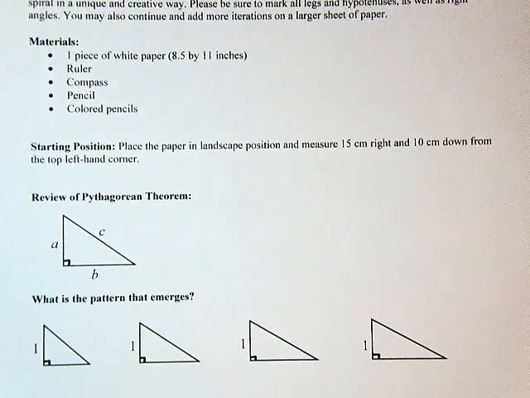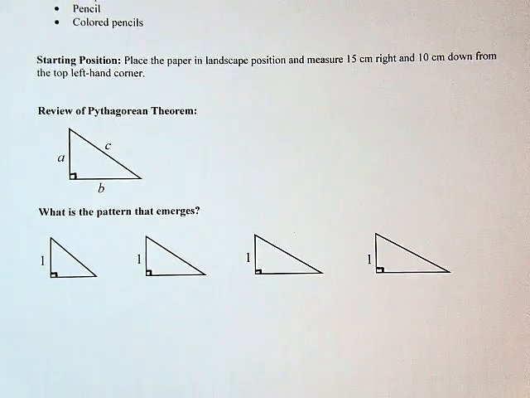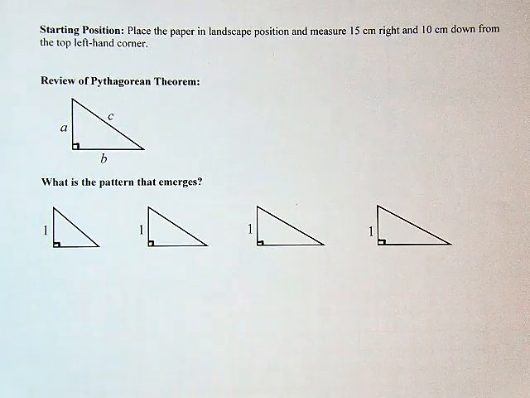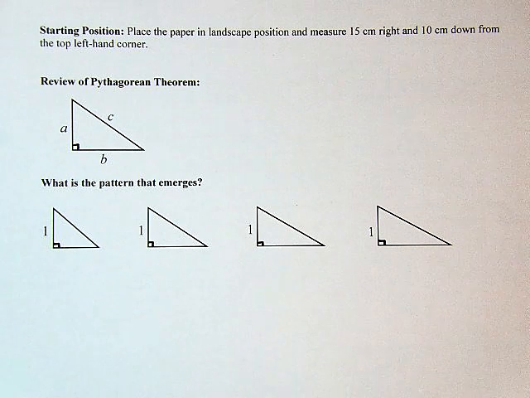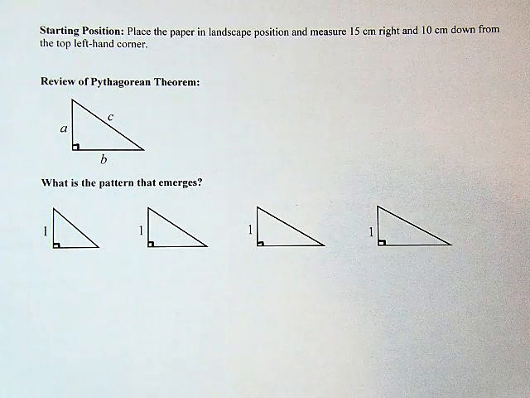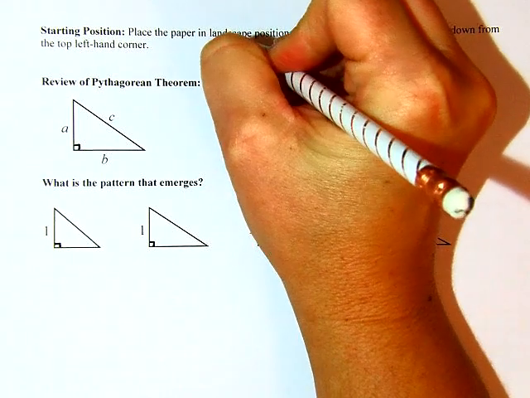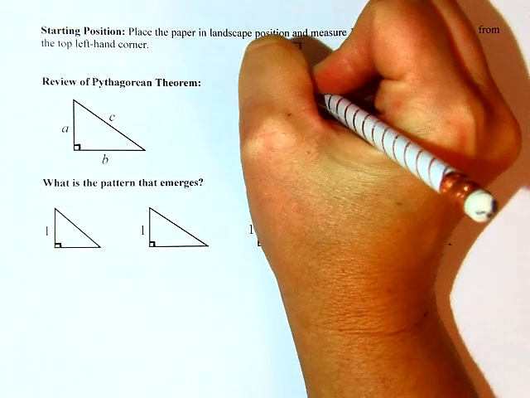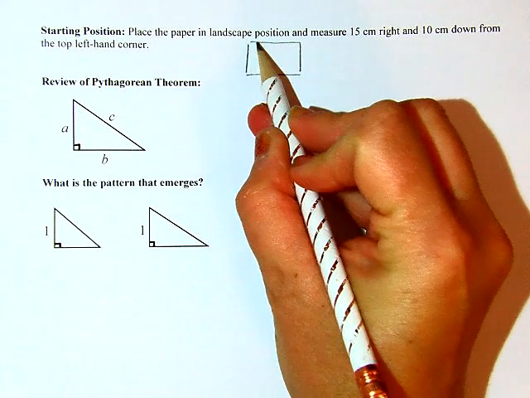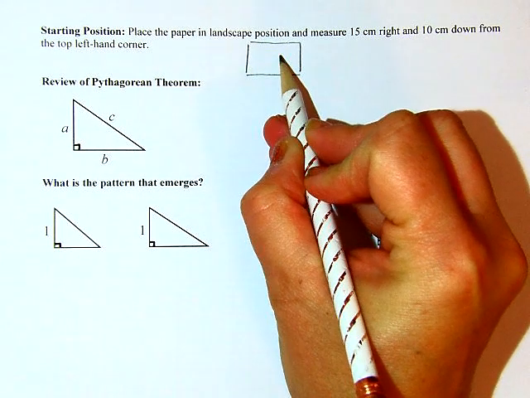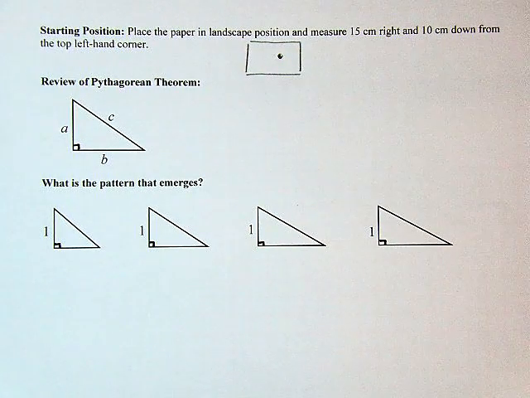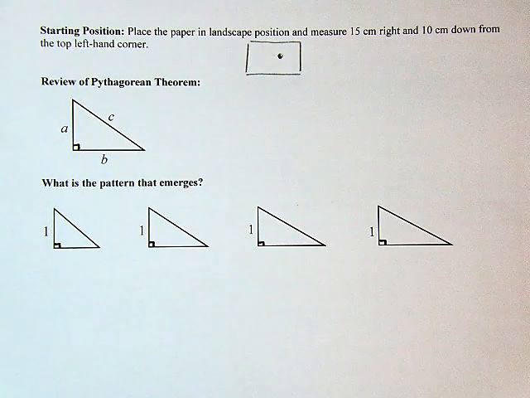A starting position. This is really important because we want to make sure that everything fits on the paper. So place the paper in landscape position and measure 15 centimeters to the right and 10 centimeters down from the top left corner. Landscape position, we're going to look at it wide, just like this. We want to go from that top left-hand corner 15 centimeters to the right and 10 down, and right there, that dot will be our starting position. Again, that's super important because we don't want to go off of the paper.